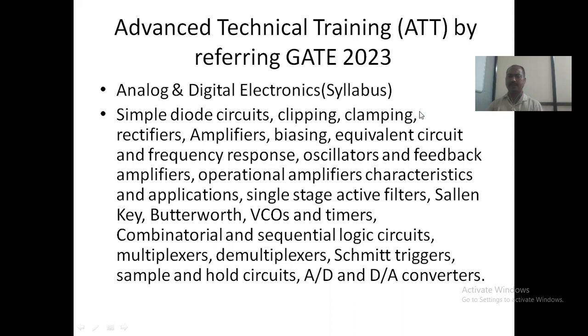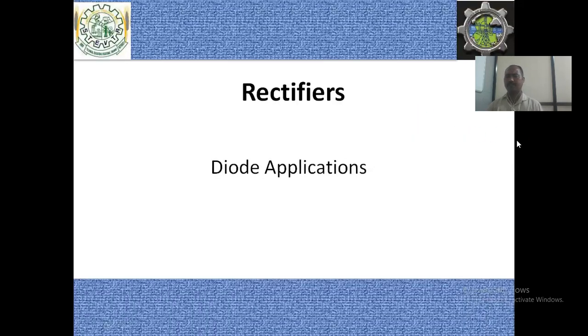Okay, we have to start with the basic thing, the rectifier. We know that a rectifier is a device. This is the basic application of the diode. I'm telling you something related to the diode. There are basically two types of diode. One is the PN junction diode, the other is the Zener diode.